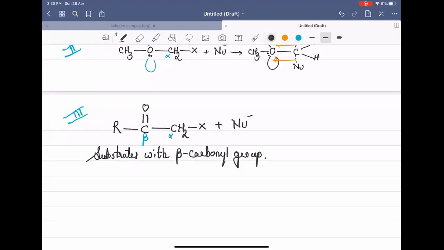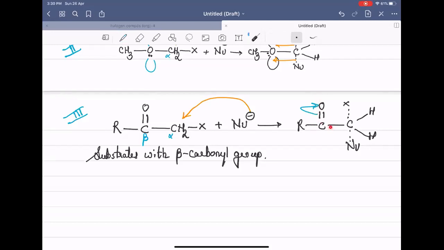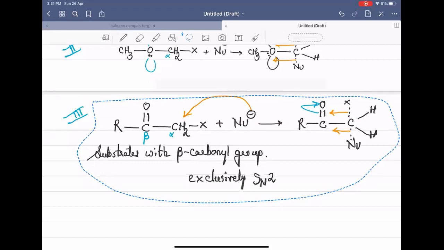Now, when you have a nucleophile attacking here, you find that R, C double bond O, CH2, and there is this nucleophile. Because oxygen is quite electronegative, it pulls electrons towards it, making the orbital of carbon almost empty. Because this carbon has an empty orbital and a very strong positive charge, it can very strongly pull the electrons, right? This is exclusively SN2. So beta carbonyl group, only SN2.